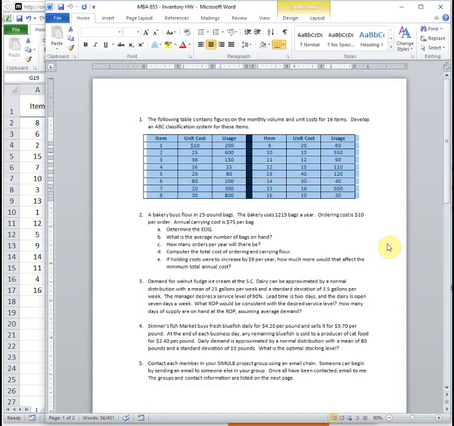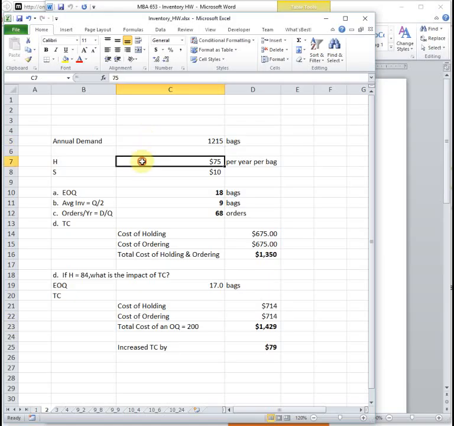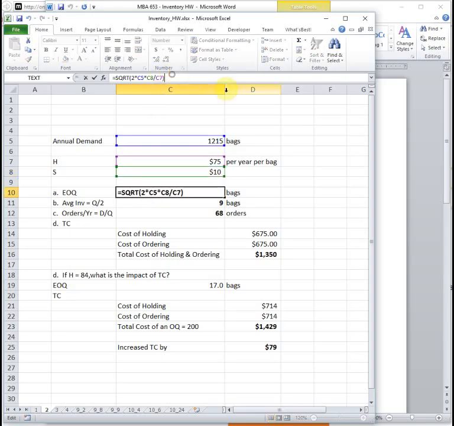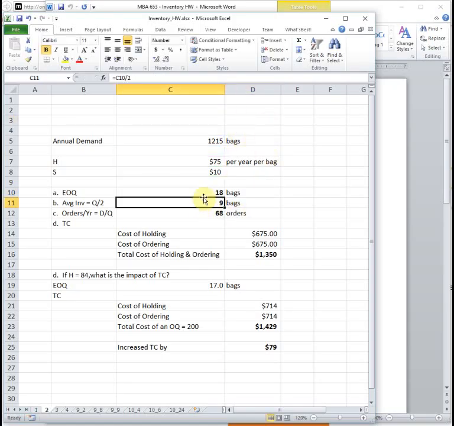So given that this is the annual demand, this is the cost of carrying a bag for a year, this is the cost of ordering, the economic order quantity formula is the square root of 2 times D times S over H. What is my average inventory level? It's just this divided by 2. The number of orders per year is your demand divided by your order quantity.